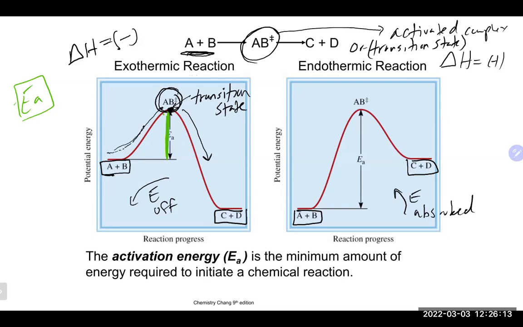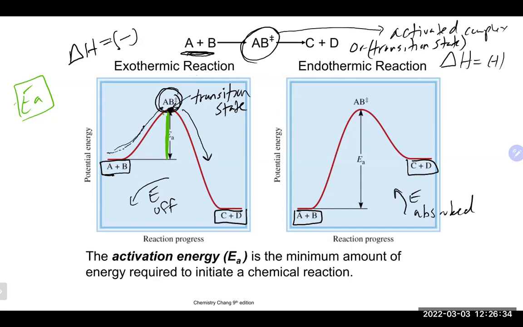How does that affect the rate? Well, if only a small proportion of molecules have enough energy to do that, the reaction should proceed very slowly. If there are a lot of molecules that have enough energy to get up and over to the other side, we would expect the reaction rate to be a lot faster.